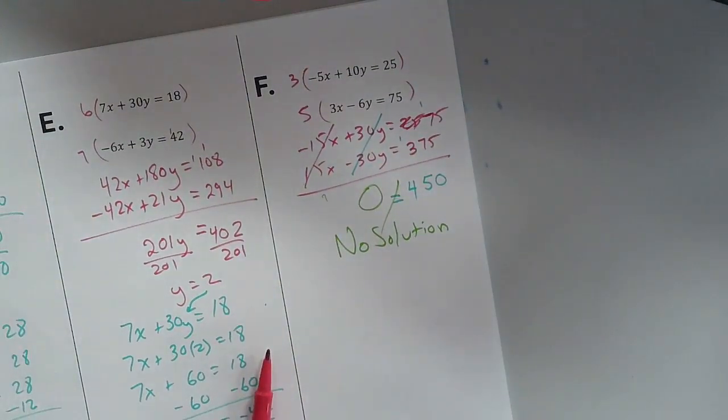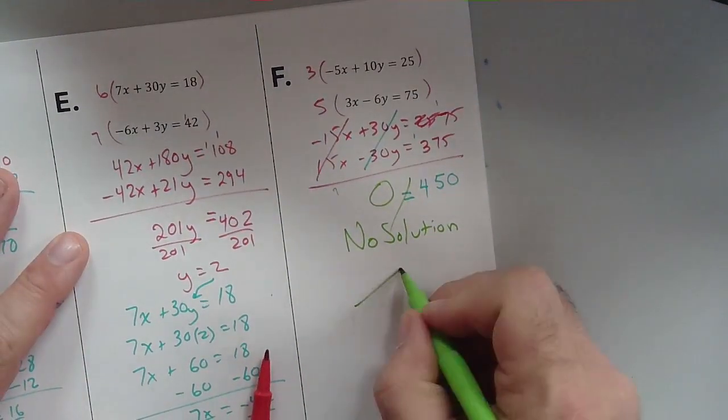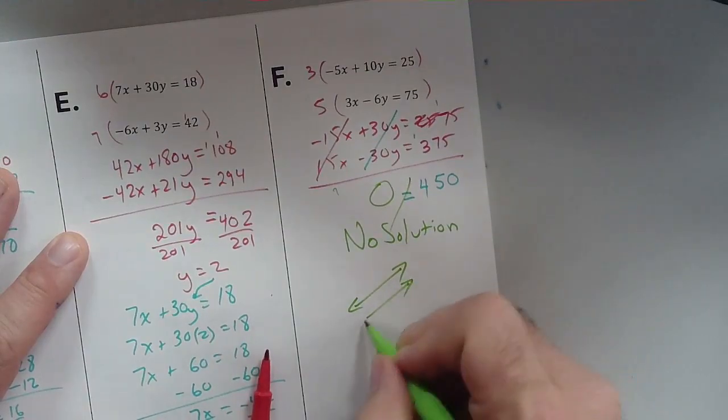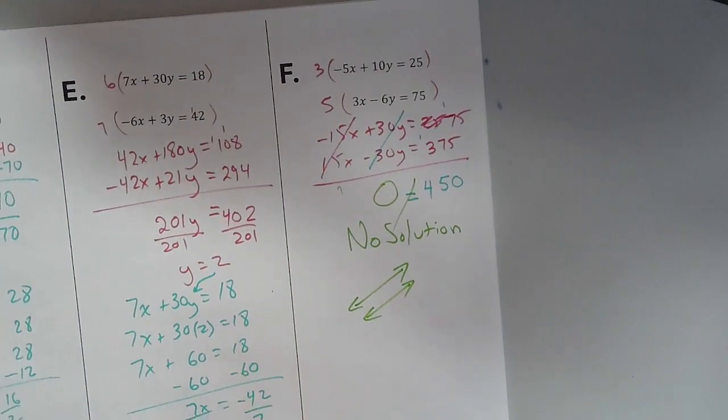And if I extend that, I would say to you, what do those things look like on a graph? You're darn tootin' right. They look like parallel lines. They will never intersect. That's why there's no solution, Miss Benoit.